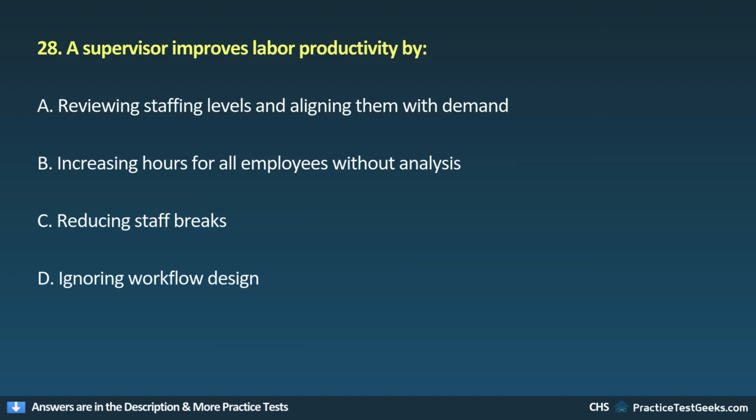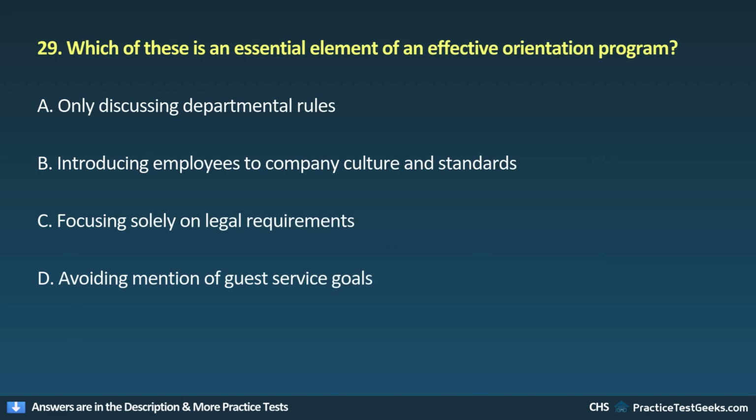A. Reviewing staffing levels and aligning them with demand. B. Increasing hours for all employees without analysis. C. Reducing staff breaks. D. Ignoring workflow design. 29. Which of these is an essential element of an effective orientation program?